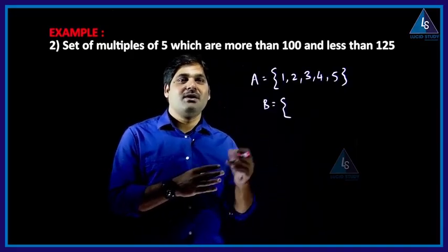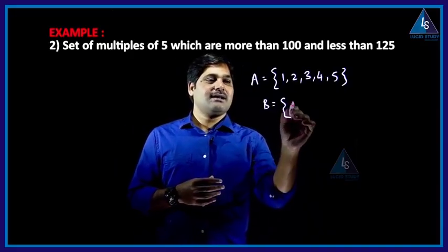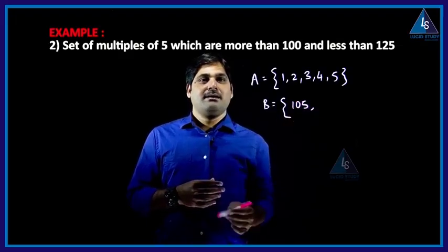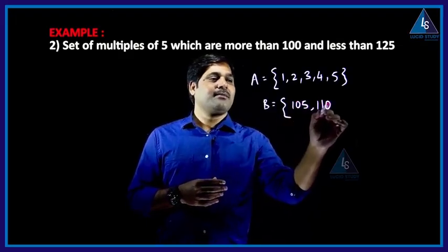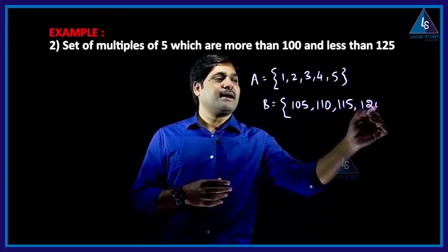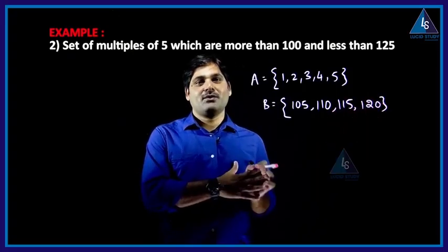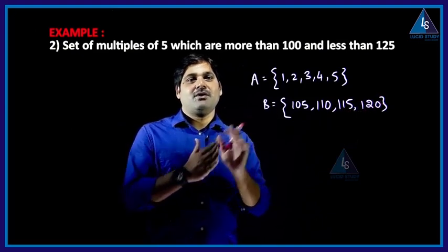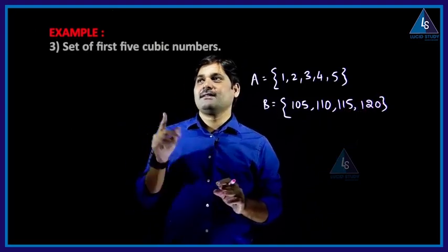So after 100, what is the multiple of 5? So that is 105. Next one 110. Next one 115. Next 120. We should not take 125 because he is asking less than 125, right? Now let us see the third one.